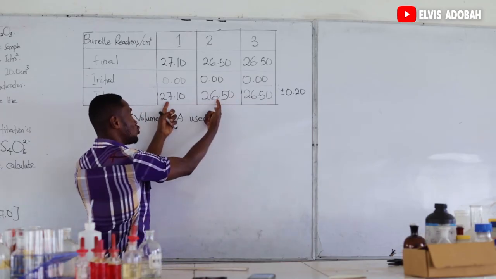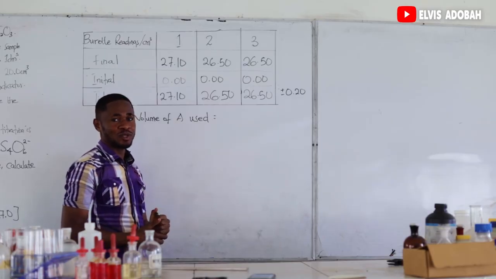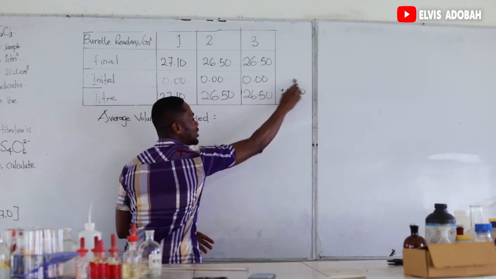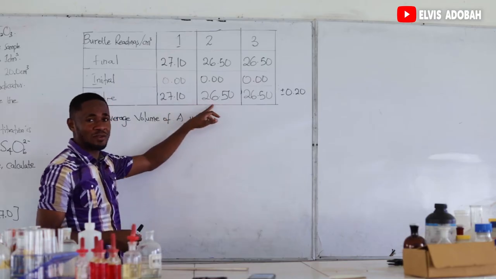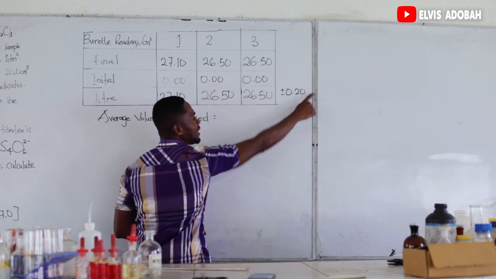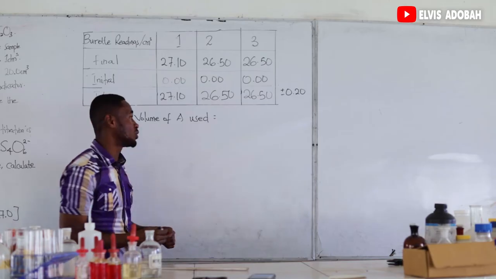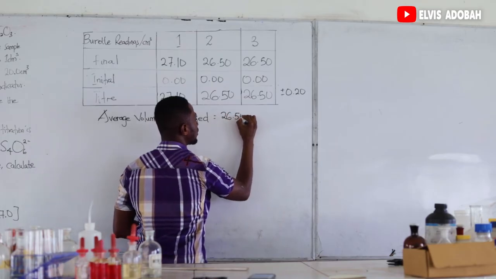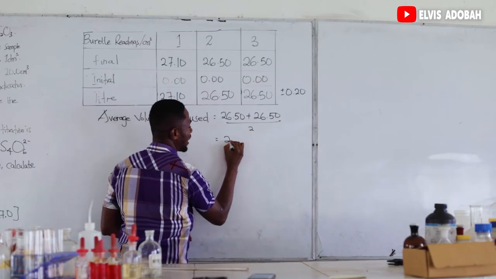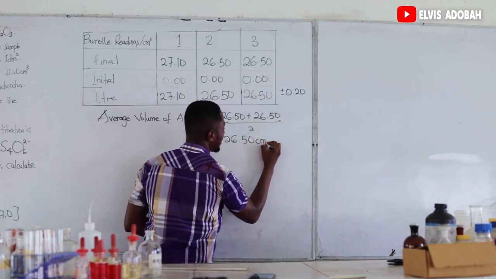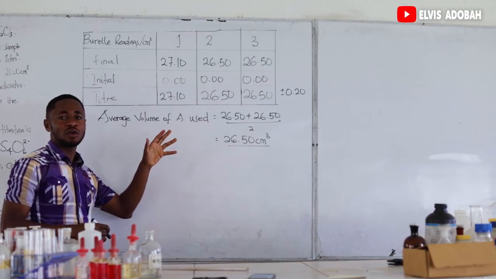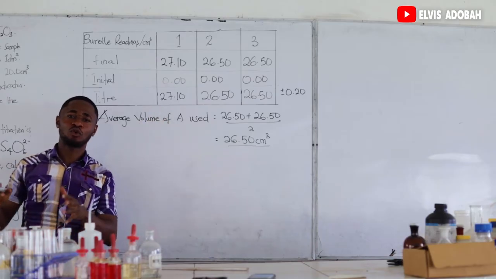If you look at these two values, they are not consistent because their difference is about 0.60, which is out of our range. So we cannot use this value and that value. But these two values, they are the same, and their difference is 0.00, and it is within the zone. So they are consistent values. So we can use these two values for our calculation for our average titer, and that will give us an average titer of 26.50 centimeters cubed. Now that is the average volume of A that reacted with the iodine in our sample B.